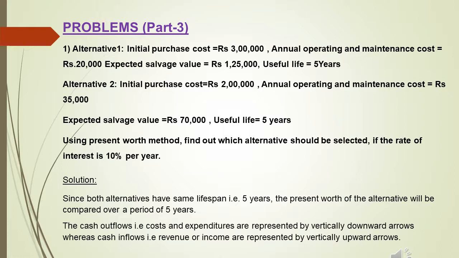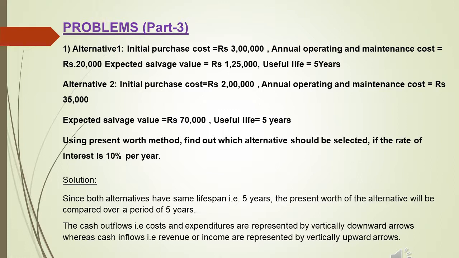I'll read this out. This is the question that is given. There are two alternatives, alternative 1 and alternative 2. We have to see which alternative will be selected, which is the best one. Under alternative 1 they have given the initial purchase cost as 3 lakh rupees. Annual operating and maintenance cost is given as 20,000. Expected salvage value is given as 1,25,000, and useful life is given as 5 years. These are the details for alternative 1.